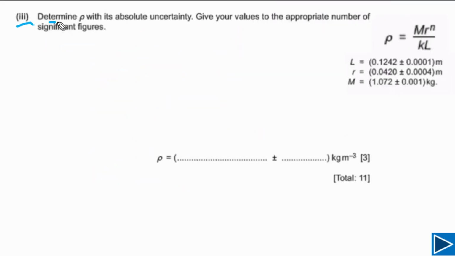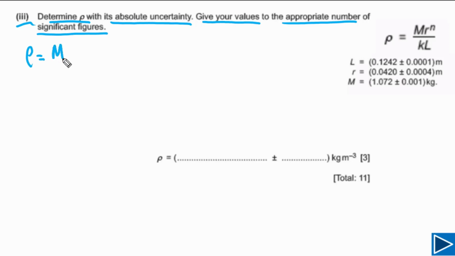For this part, we need to determine density with its absolute uncertainty. It is also given to us: give your values to the appropriate number of significant figures. So we have to take care of significant figures as well, otherwise we will lose marks. Now let's start from density first of all. Density we need to calculate.